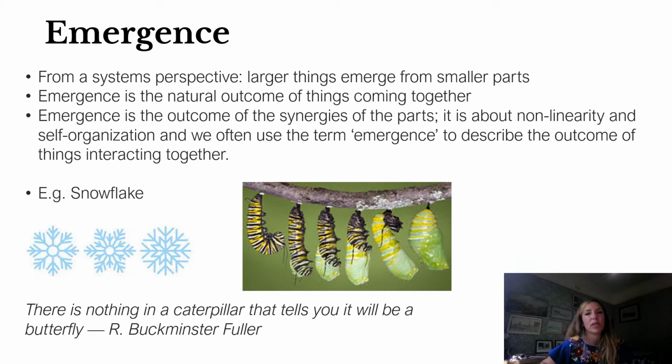In the most abstract sense, emergence describes the universal concept of how life emerges from individual biological elements in diverse and unique ways. And emergence is the outcome of the synergies of the parts. So it's about non-linearity and self-organization. And we often use the term emergence to describe the outcome of things interacting together.